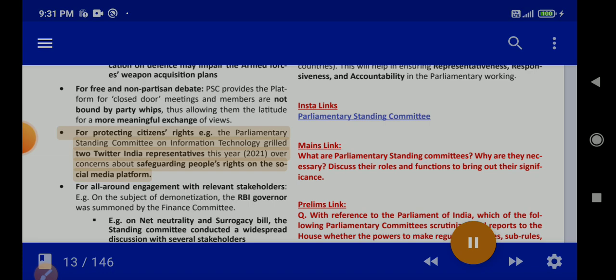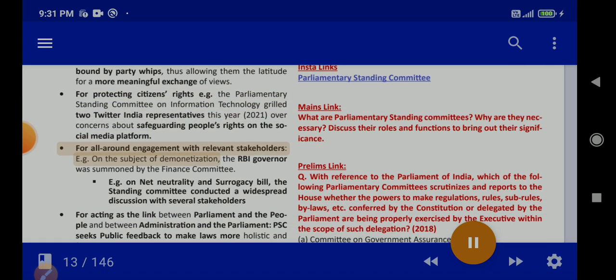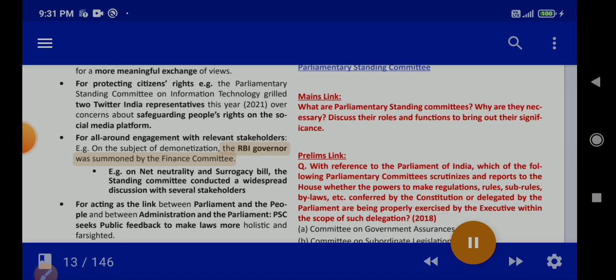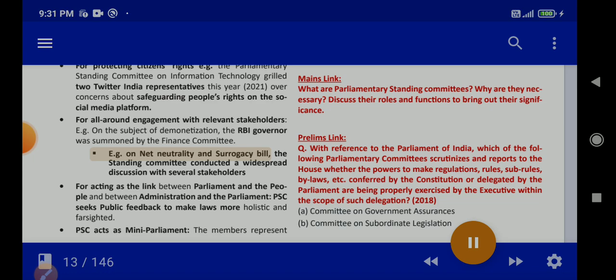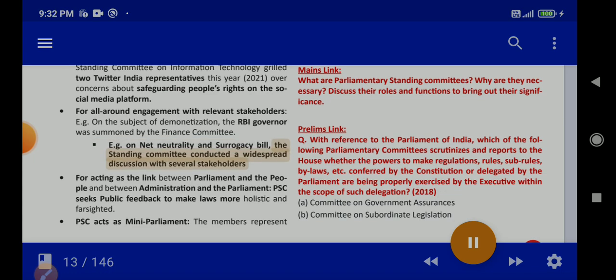For protecting citizens' rights, e.g., the Parliamentary Standing Committee on Information Technology grilled two Twitter India representatives this year, 2021, over concerns about safeguarding people's rights on the social media platform. For all-around engagement with relevant stakeholders, e.g., on the subject of demonetization, the RBI governor was summoned by the Finance Committee. E.g. on net neutrality and the surrogacy bill, the Standing Committee conducted a widespread discussion with several stakeholders.